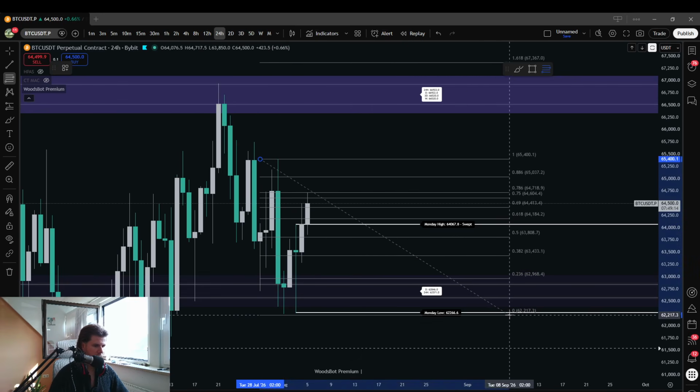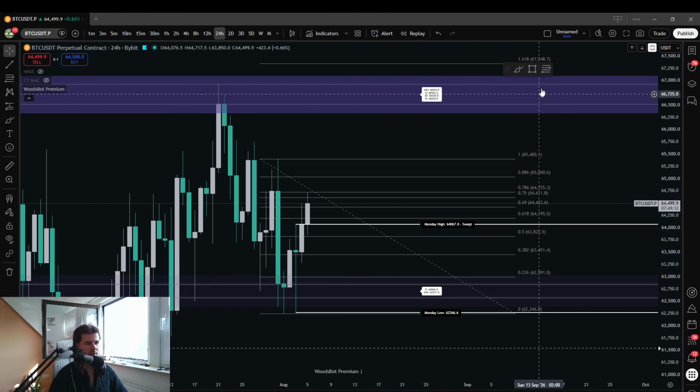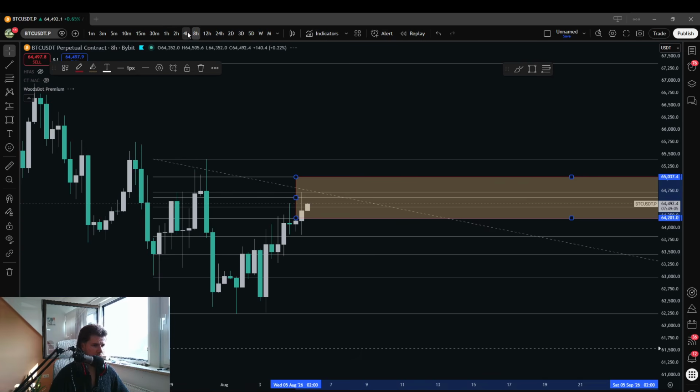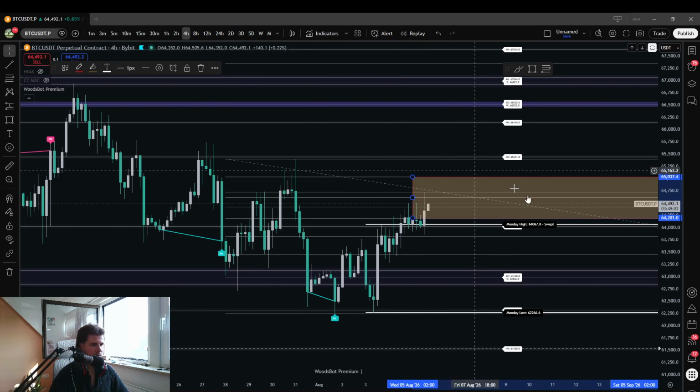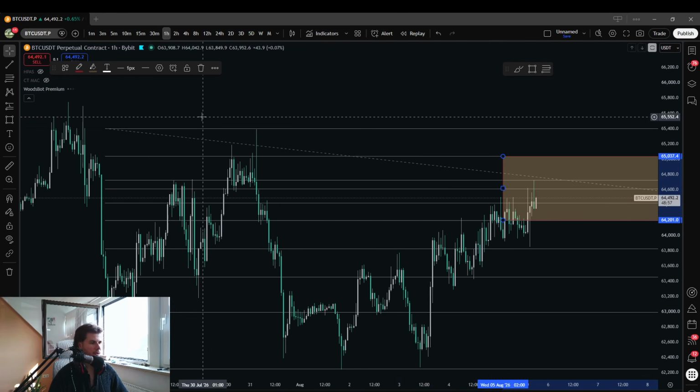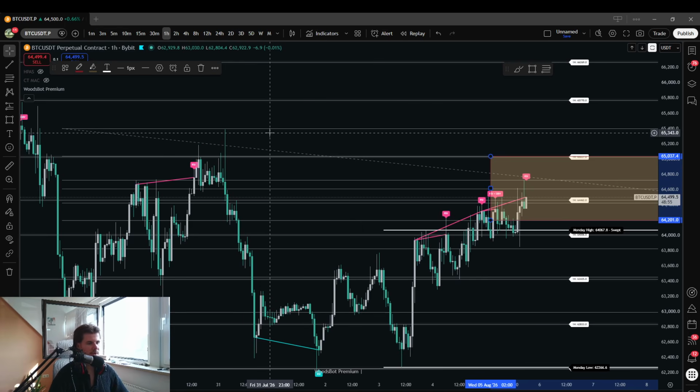If you pull the Fibonacci retracement tool, for example, you see it's in a potential reversal zone. It is currently still sitting under resistance. It's sitting under resistance level on the Woodsbot levels as well. You have bearish divergence on lower time frame. It's not the strongest bearish divergence, but there is bearish divergence, you know.